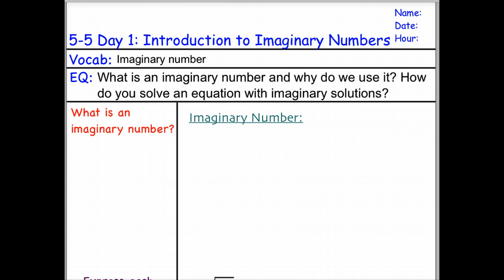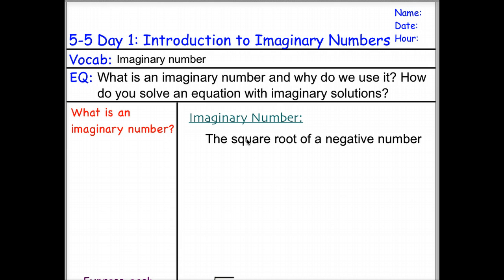So today we are going to talk about what an imaginary number is and why we use it, and then how we solve an equation with imaginary solutions. So the first thing I want to talk about is what is an imaginary number. An imaginary number is the square root of a negative number.